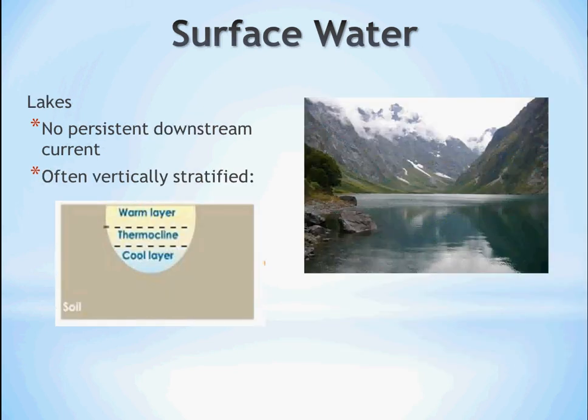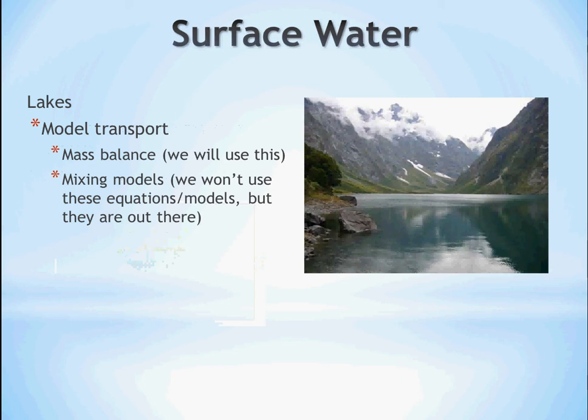So lakes are the other surface water type we're going to talk about. As you probably know, there's no persistent downstream current in lakes, and they are often vertically stratified, particularly in the summer, with a warm layer on top, a thermocline, and a cool layer. This can really impact how long pollutants stay in lakes or how they get transported in and out. So modeling transport can be fairly complicated. We're just going to use mostly mass balance models, things that we've already done quite a bit of. We'll just make them a little more realistic using things like lake stratification.